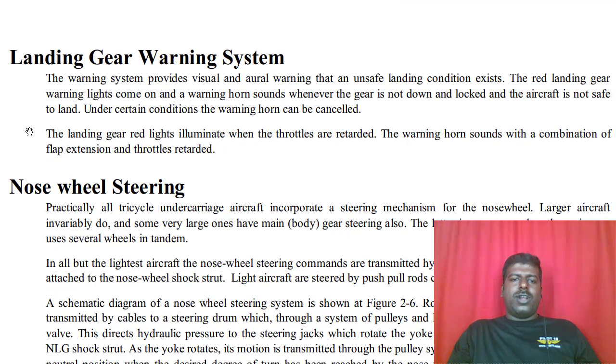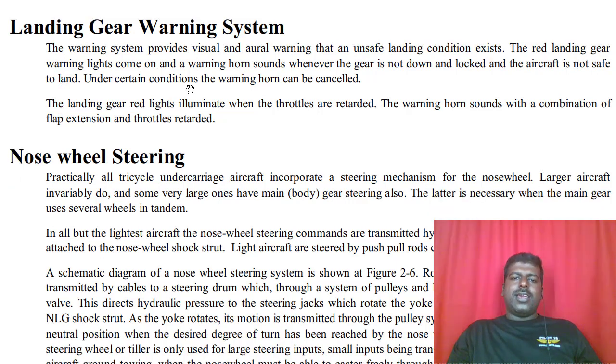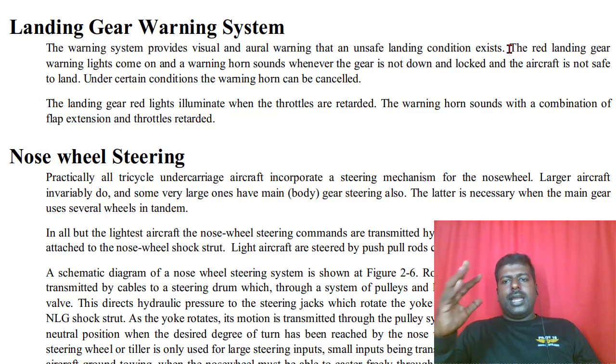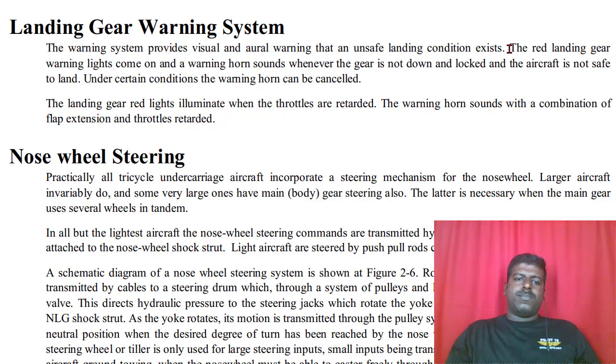Then comes landing gear warning systems. Landing gear warning systems provide visual and aural warning that an unsafe landing condition exists. For example, if the aircraft altitude is too low and the landing gear is not yet extended, in such case, the ground proximity warning system and the landing gear warning system will work in combination and provide you with a visual and audible warning.